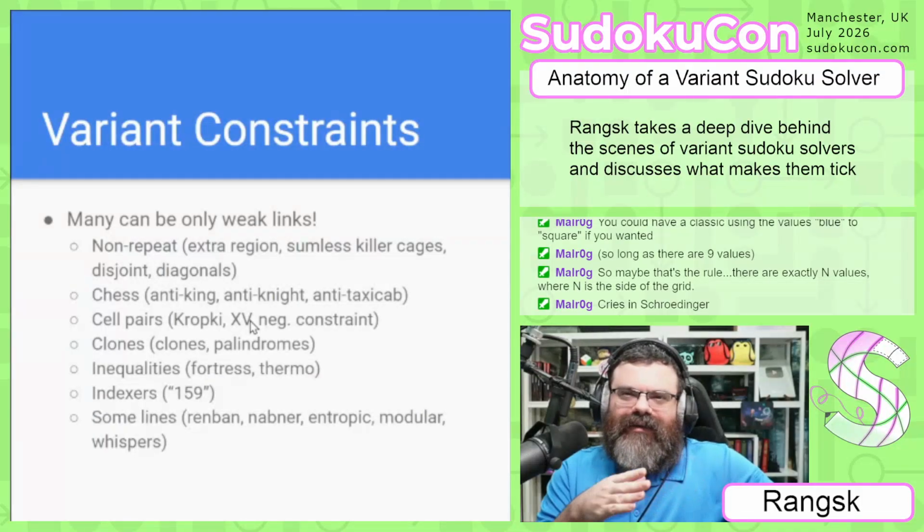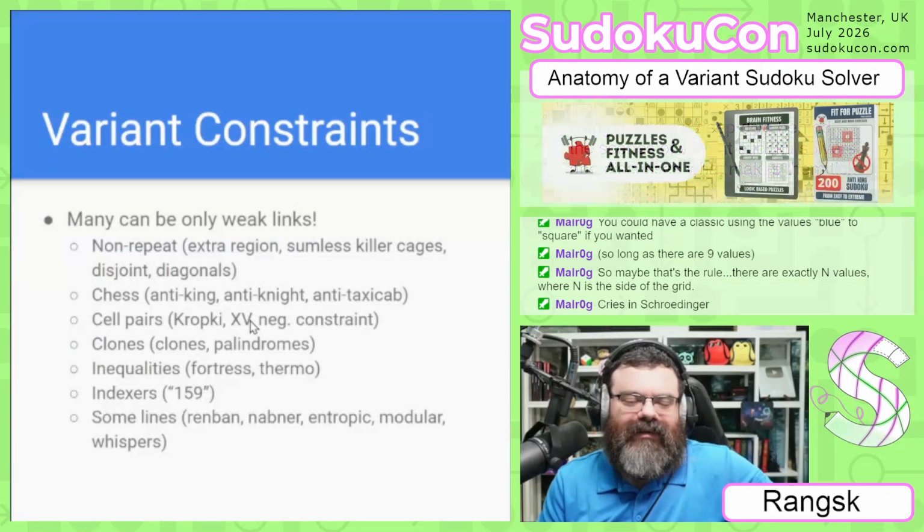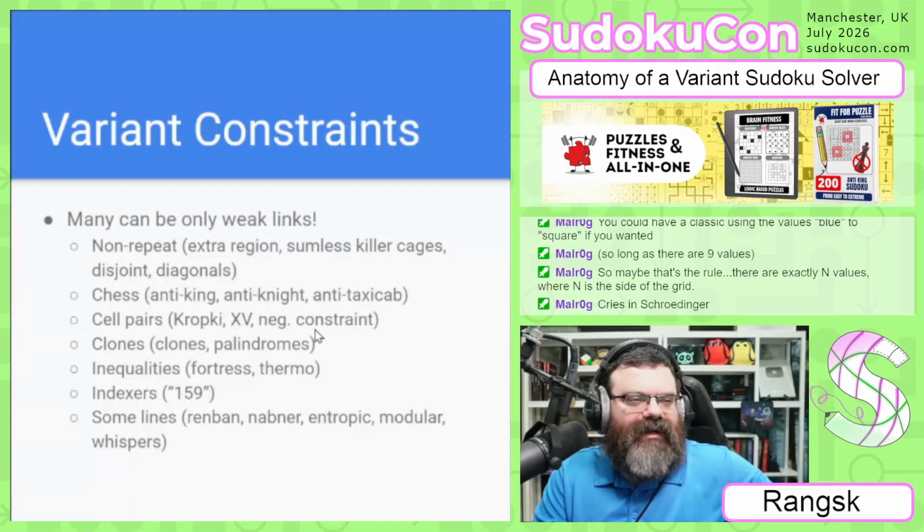If there's a 2, then the other one has to be a 3. So the 1, 2, 4, 5, 6, 7, 8, 9 get eliminated. They have weak links with the 2. And that also includes their negative constraints. So if there is not a dot present, so it can't be consecutive, then the 2 would eliminate the 1 and the 3 next to it. So cell pairs can be done.